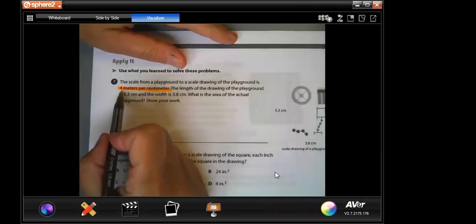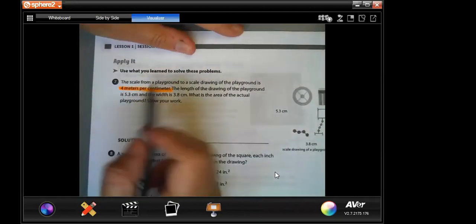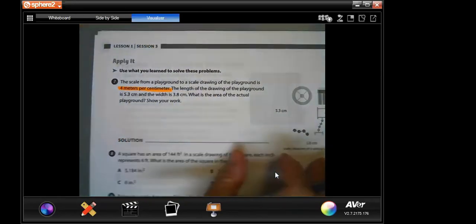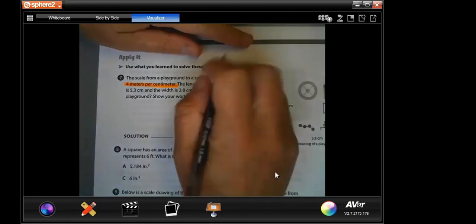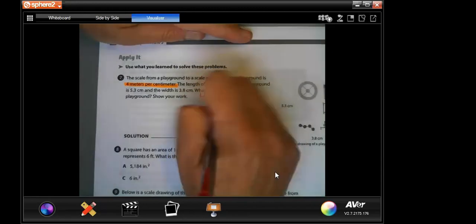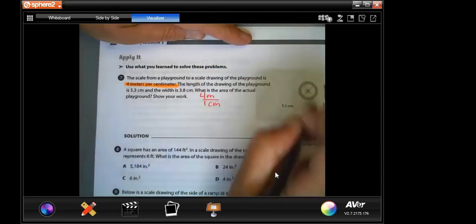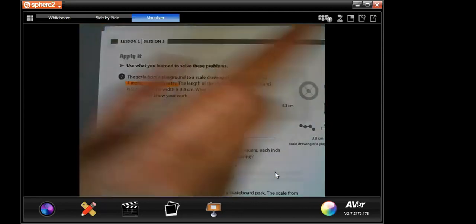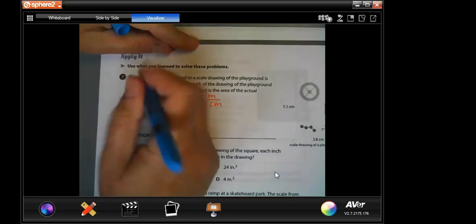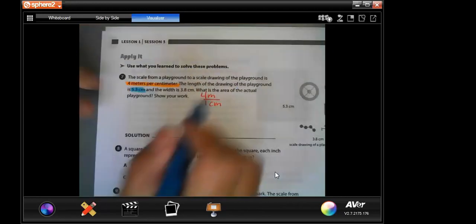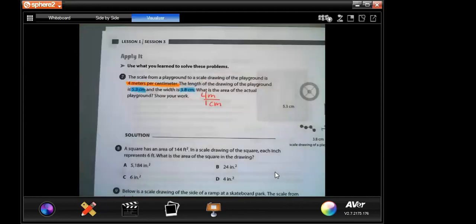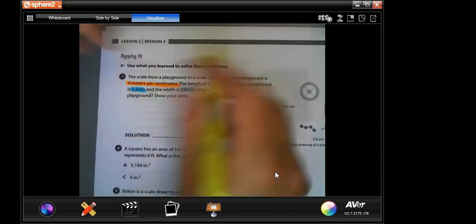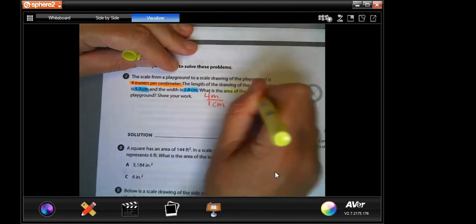Okay, so right away, I noticed that this right here is my scale factor, or my scale. Every 4 meters is 1 centimeter. The length of the drawing of the playground is 5.3 centimeters. That's an important piece of information. And the width is 3.8 centimeters. What is the area of the actual playground?